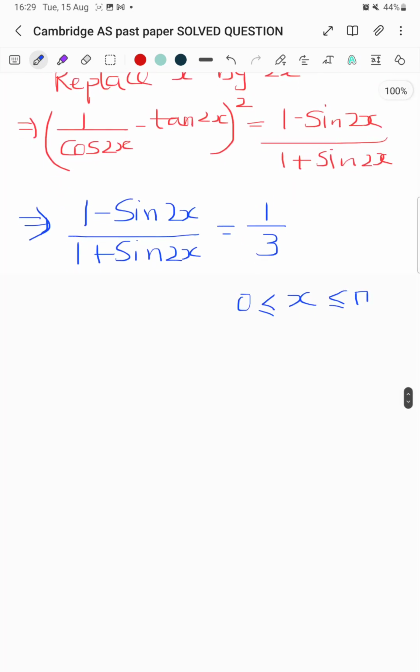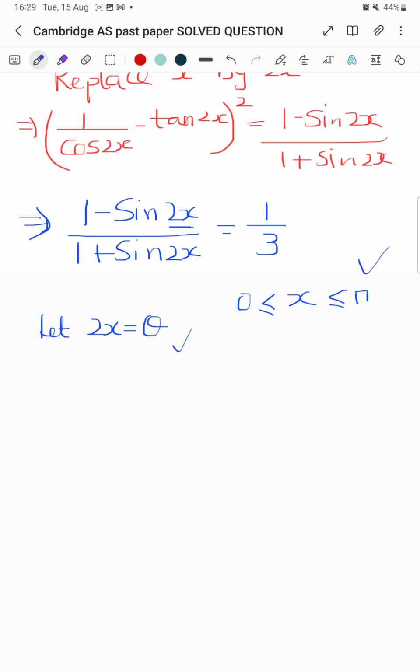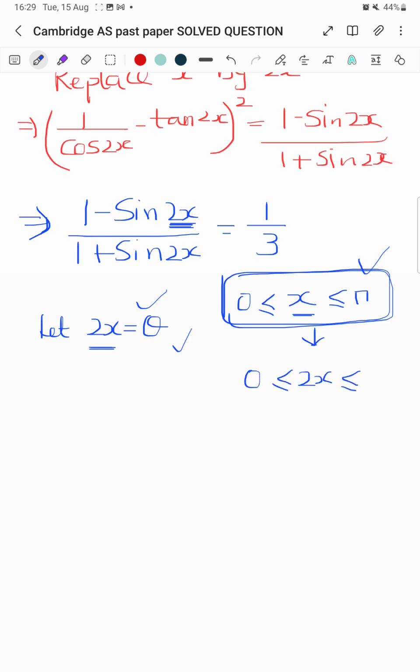Now whenever we have to solve such equations, if the angle is any multiple of x or y or theta, we assume let 2x is equal to theta. Make the angle as simple as possible. Do this substitution and also change the domain. Since I have made a substitution, multiply this whole inequality by 2. So 2 times 0 is 0, less than or equal to 2x, less than or equal to 2 pi. So I can say 0 is less than or equal to theta is less than or equal to 2 pi.